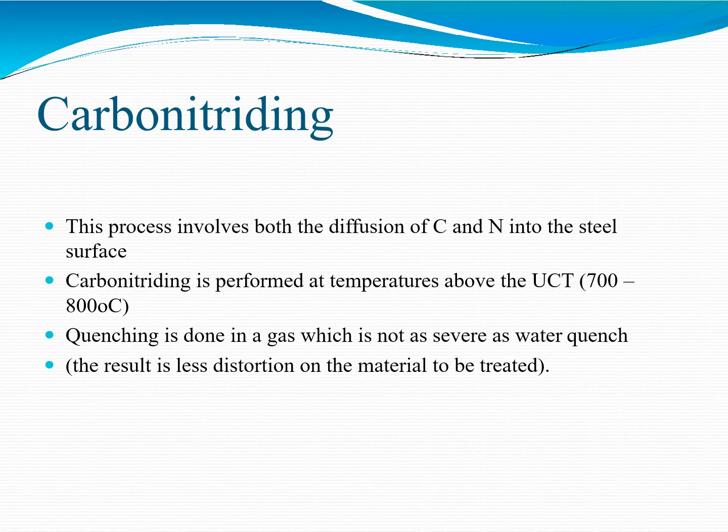Carbonitriding is performed at a temperature above 700 to 800 degrees Celsius, wherein quenching is also done in a gas, which is not as severe as a water quench. So this results in less distortion of the material to be treated. This is how the process works.